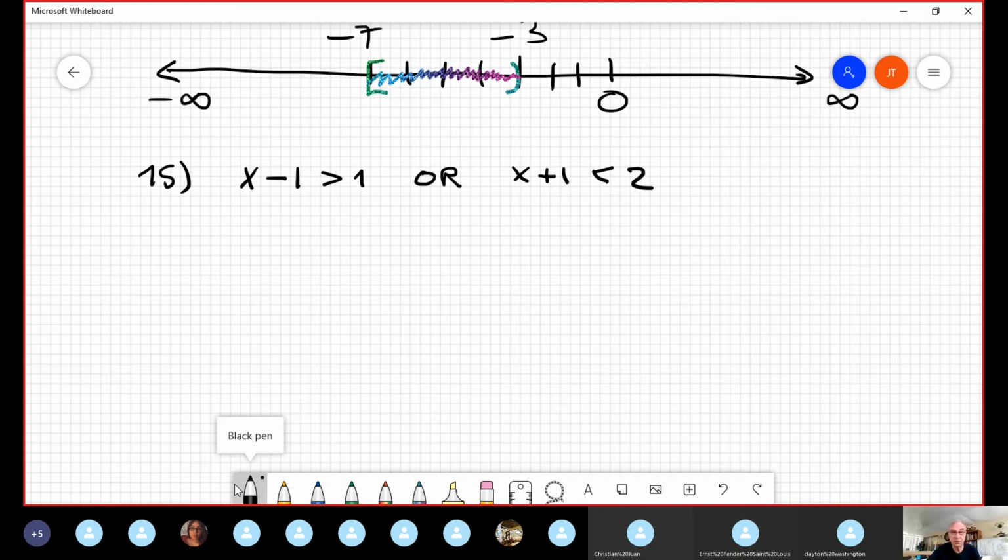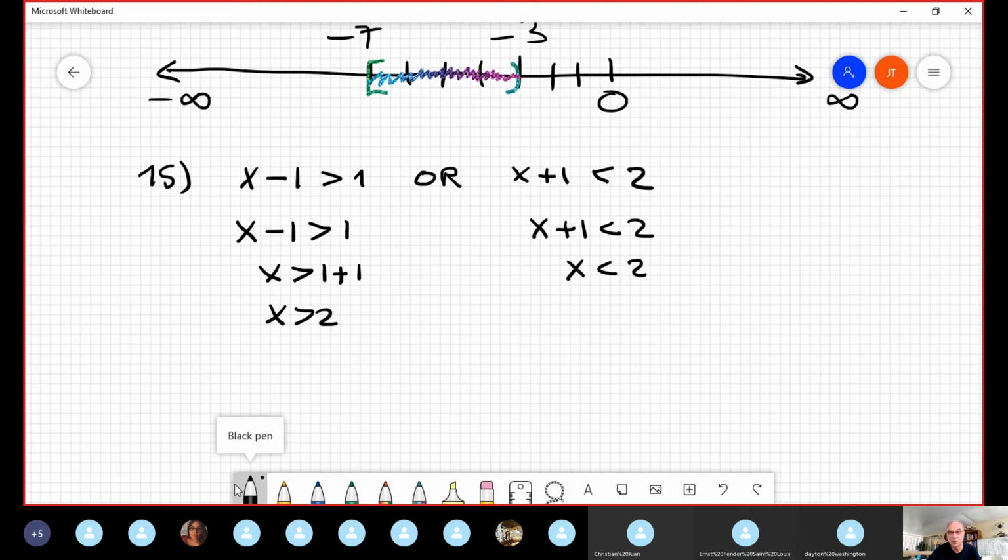Okay. I solve both inequalities separately, independently, for a moment. In the last part, we need to connect them somehow. I copy again. X minus 1 greater than 1. X greater than 1 plus 1, because I move this negative 1 to the right-hand side like a positive. Now, likewise here, I copy again. I move this positive 1 to the right-hand side like a negative. So 2 minus 1 is 1.